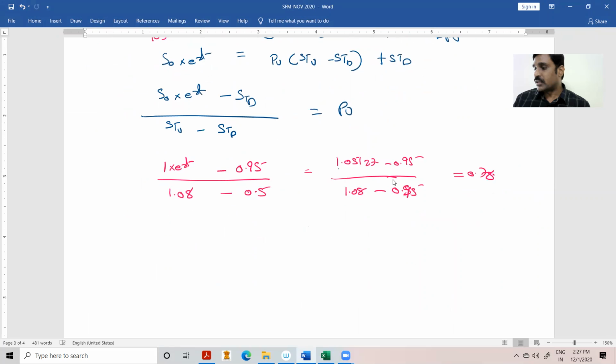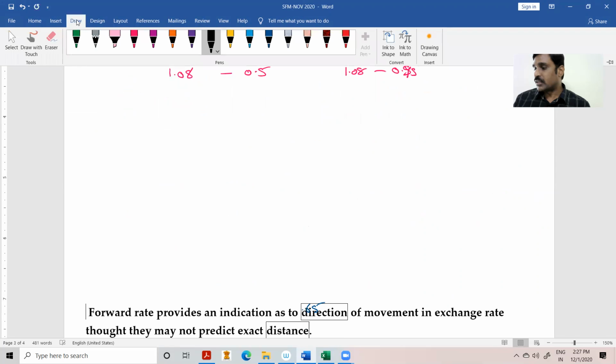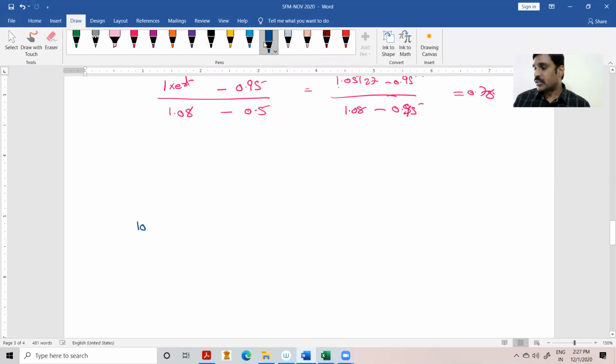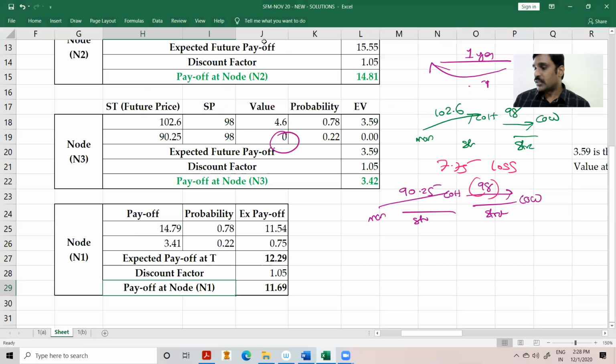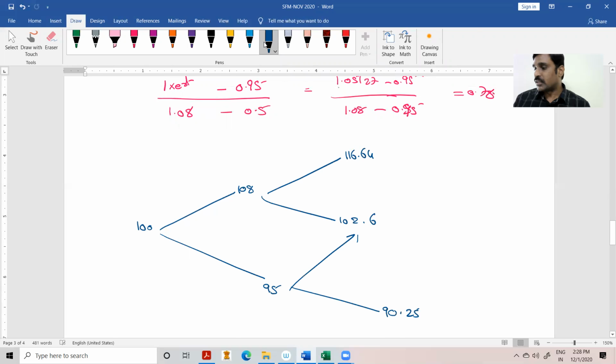Okay, right. Look at this. So here we are at 100. It will be 108. It will be 116.64, or it will be 102.6, or it will be 95, or 102.6, or what is this point? 90 point how much? 90.25, 102.60.